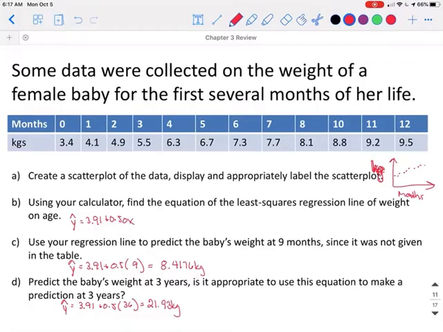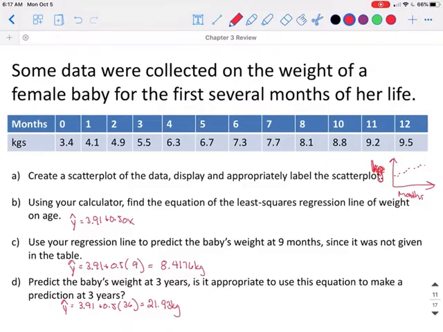So we got our least squares regression line to be y hat is equal to 3.91 plus 0.50x. Now we can take this equation and use it to predict a baby's weight at 9 months, since it is not given in our table. So we would take our 9 and plug it in for our x value. If we solve this, we're going to get 8.4176 kilograms. So we would expect that baby at 9 months to weigh 8.4 kilograms.